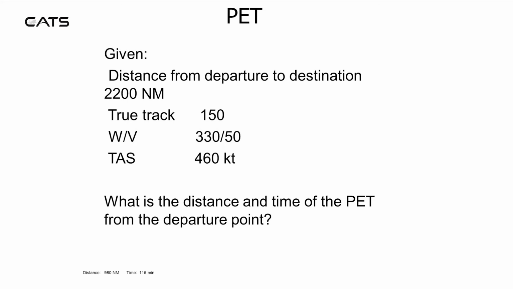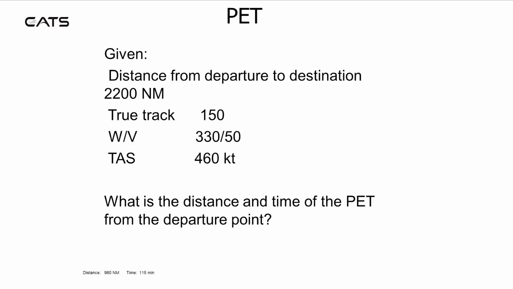Here's a question. The distance from the departure to destination is 2,200 nautical miles. True track is 150, wind velocity 330/50, TAS 460 knots. What's the distance and time of the point of equal time from the departure point?